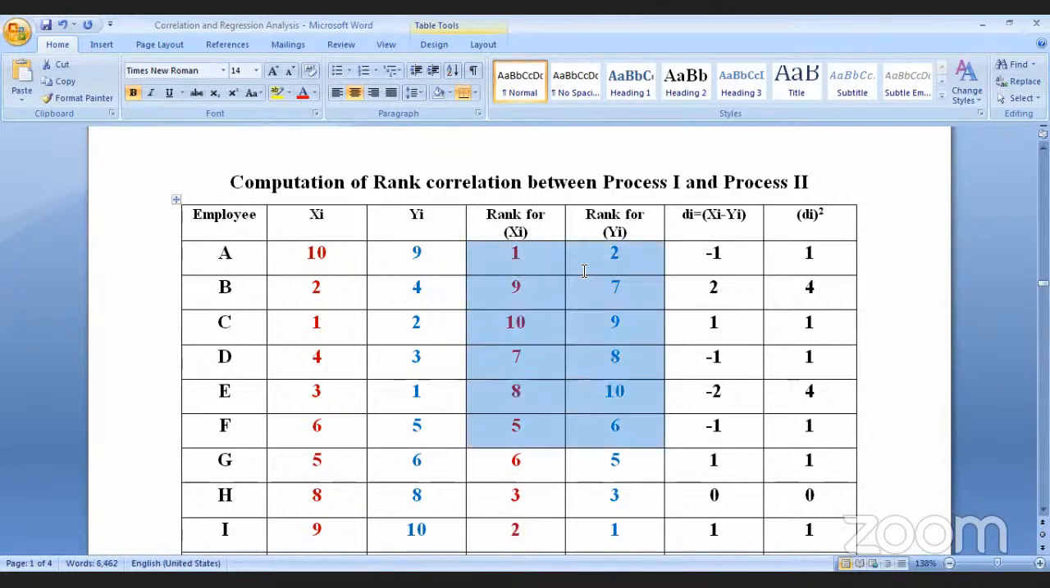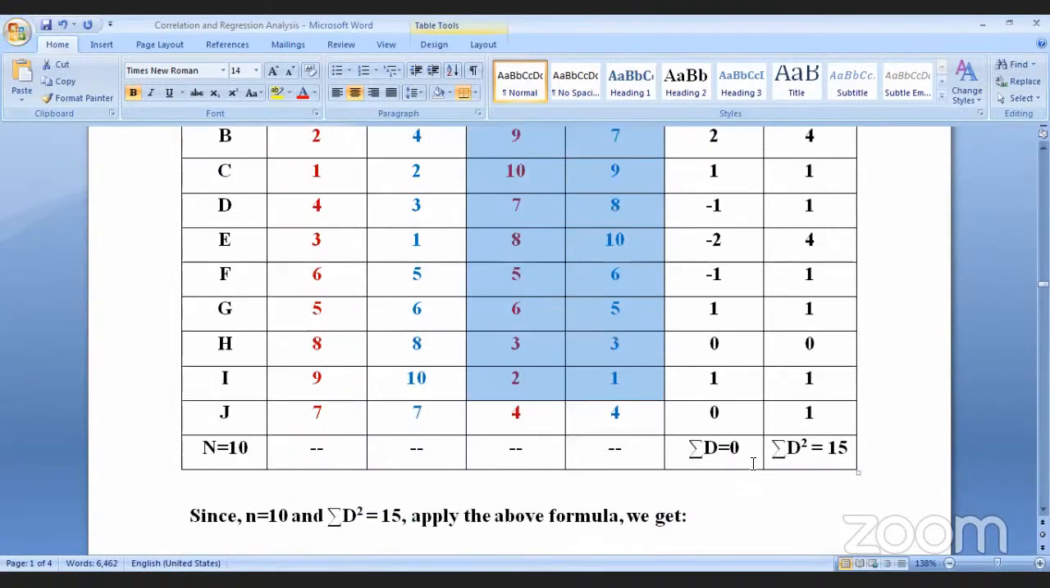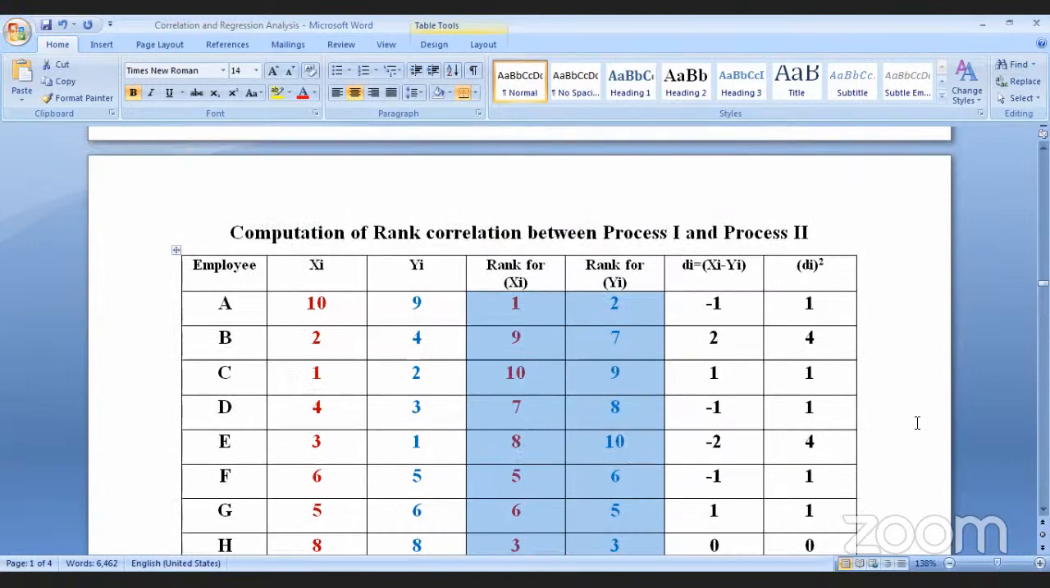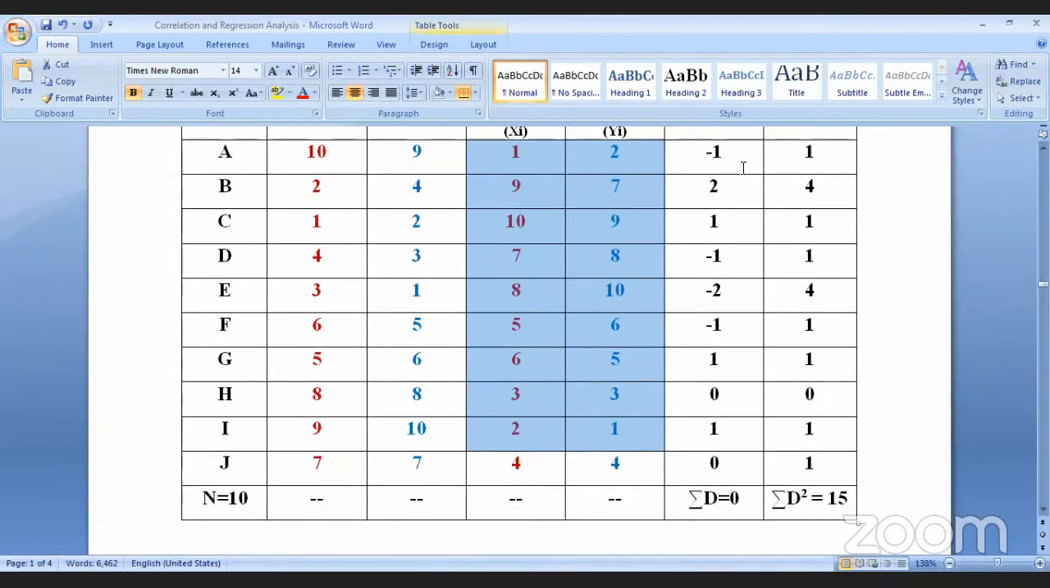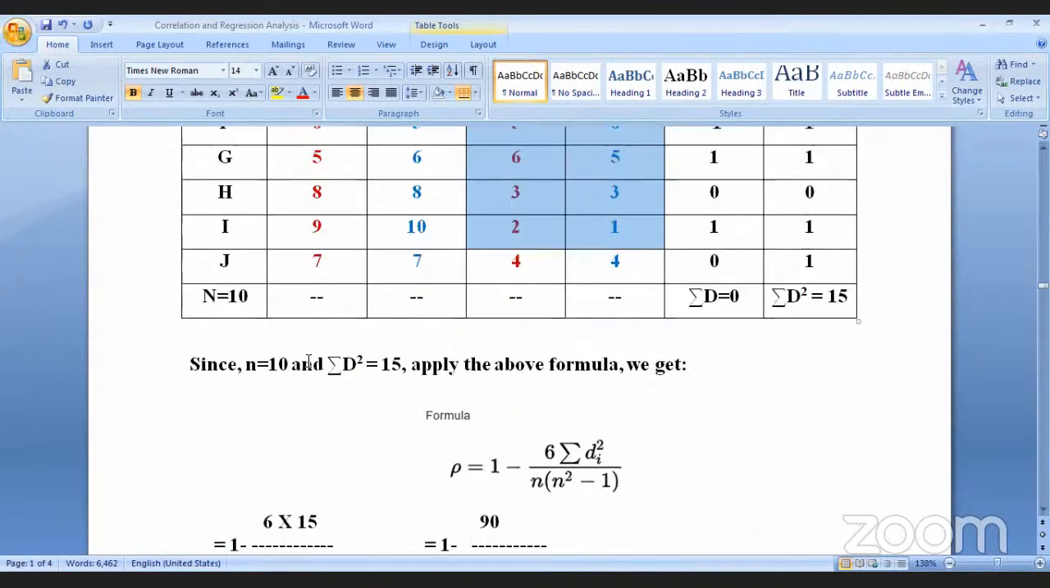So just focus on these values. Here we got a D value that is 0. Now squaring the Di: 1 squared is 1, 2 squared is 4, and finally here 2 squared is 4. Sigma d squared is equal to 15. So since n is equal to 10, sigma d squared is equal to 15.